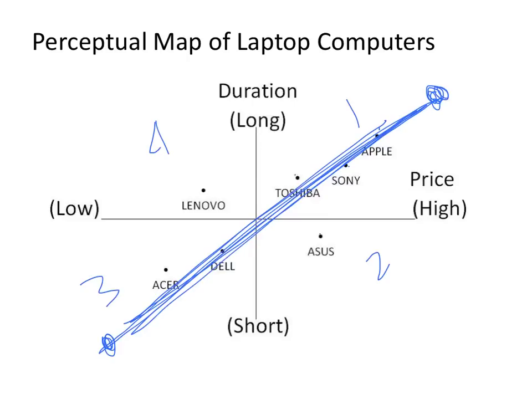So those are the 2 rules of thumb to keep in mind: you want to populate at least 3 quadrants, and you want to make sure that whether it's vertical, horizontal, or diagonal, even if we rotate it a little bit, you're looking at more than one dimension. Otherwise, you're just not getting as much value from the perceptual map as you could.